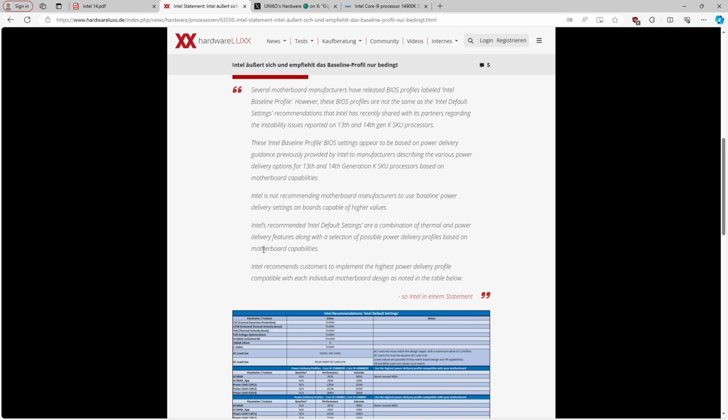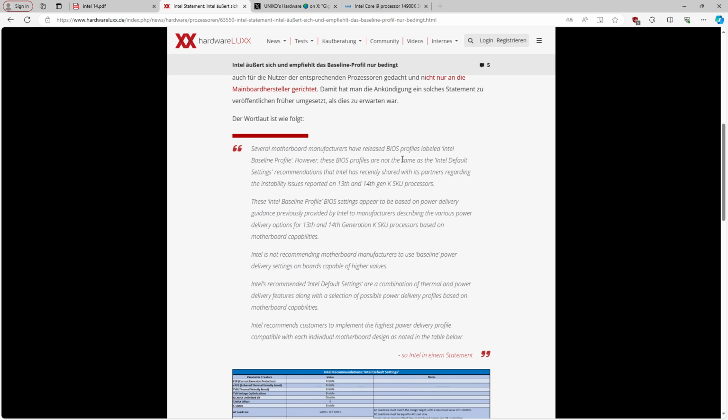Anyway, let's read through the statements. Several motherboard manufacturers have released BIOS profiles labeled Intel Baseline Profile. However, these BIOS profiles are not the same as the Intel default settings recommendations that Intel has recently shared with its partners regarding instability issues reported on 13th and 14th gen K-SKU processors.